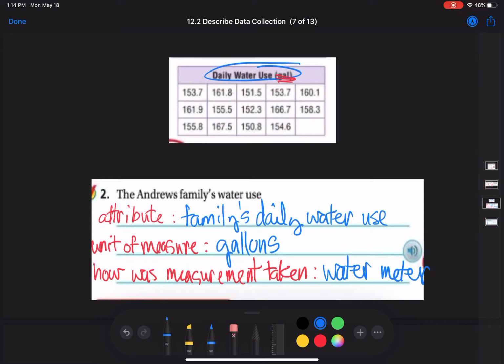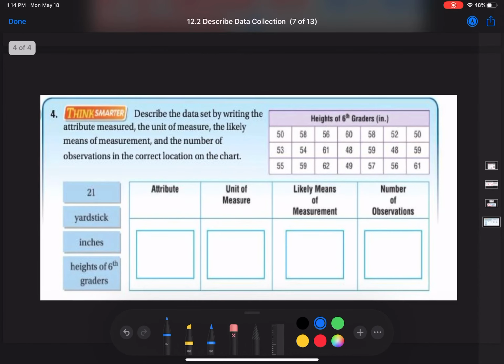Okay, and then the last one is number of observations. So how many observations did they make? You can see here, 1, 2, 3, 4, 5, 6, 7, 8, 9, 10, 11, 12, 13, 14. And there you go. So this is all you're looking at. What are they measuring? Attributes. How did they measure it? In gallons. In this case, they would have had to use a water meter. And then how many observations? 14.